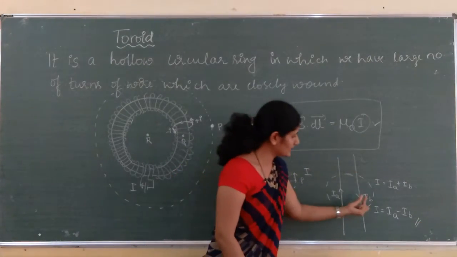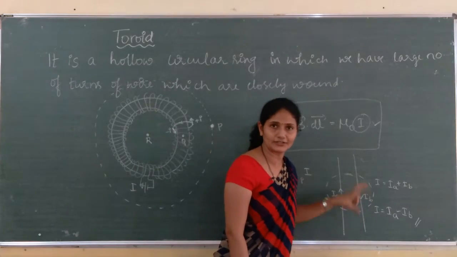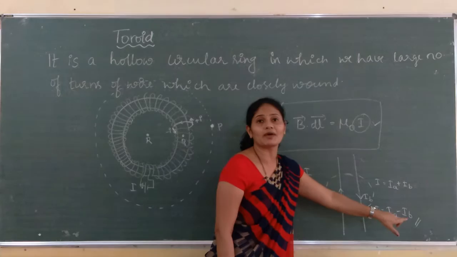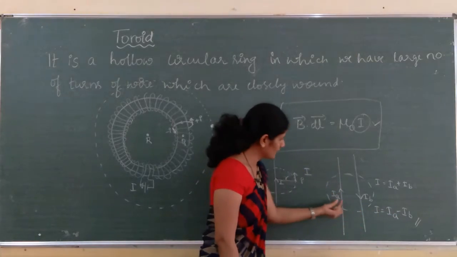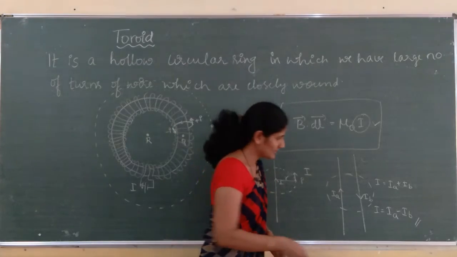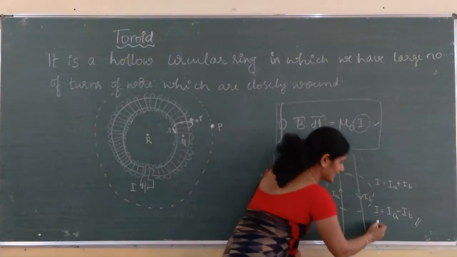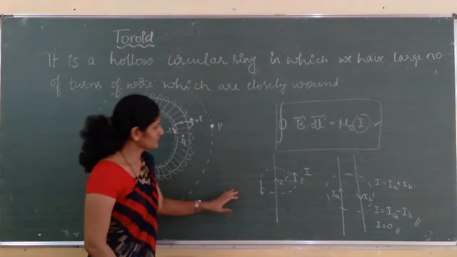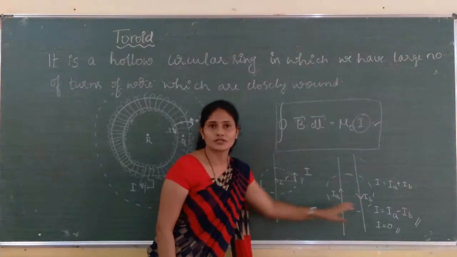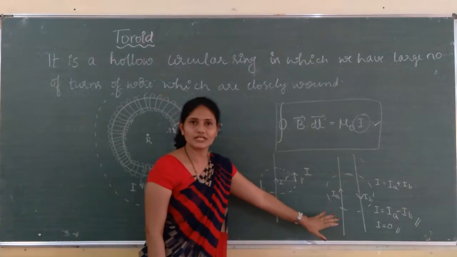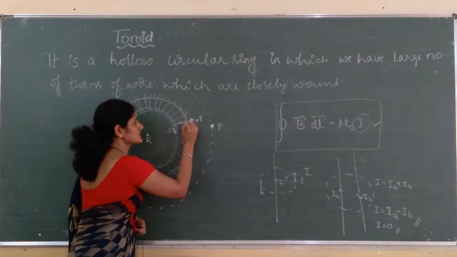If the two conductors are carrying current in different or opposite directions, then I is equal to IA minus IB. If they are carrying the same amount of current, then IA is equal to IB. In that case, I is equal to 0. So, you have to remember, these two points are very, very important. So, this is one term.